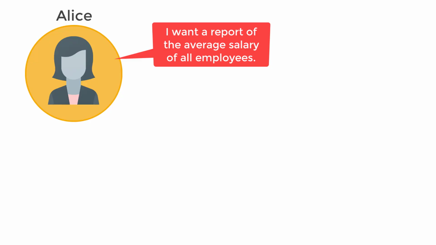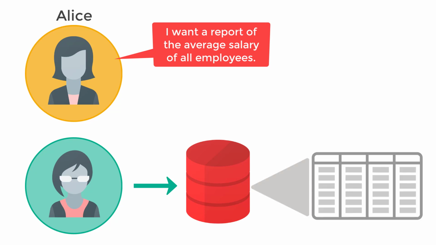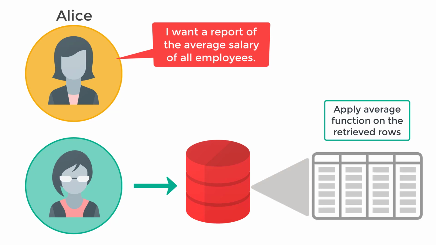Consider a situation in which Alice, the HR manager, wants a report of the average salaries across various departments of all employees. As a developer, you will first retrieve all the employee salaries and their department information and apply the mathematical operation to calculate the average salary. These operations performed on the values returned by an SQL query are called functions.